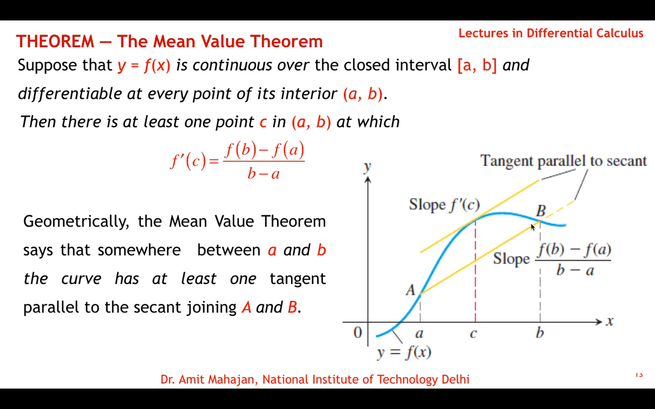So if you have a function that is continuous in the closed interval AB and differentiable at every point in the open interval, then the slope of the secant is parallel to the tangent for at least one point C in AB. There is at least one point C inside this open interval AB such that the slope at that point is parallel to the slope of the secant. This is an important theorem. First we'll prove this theorem.